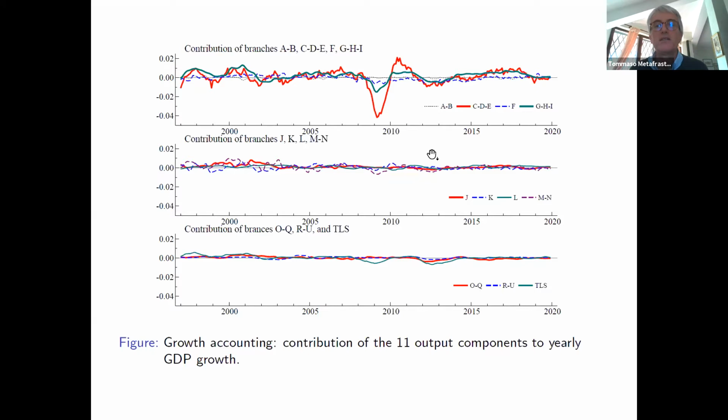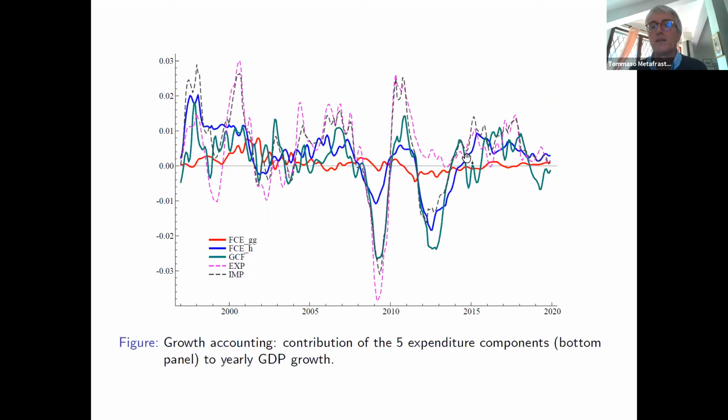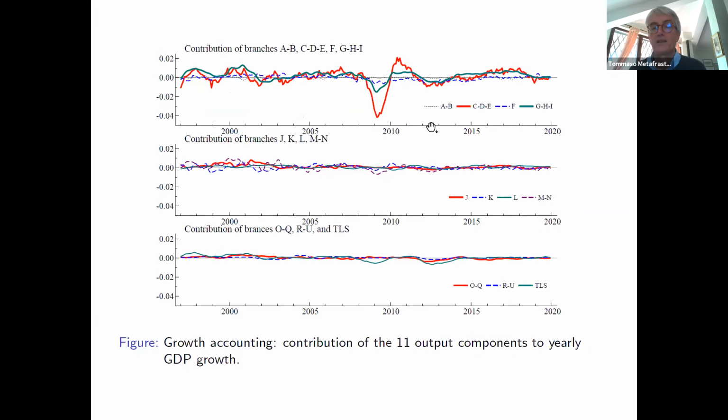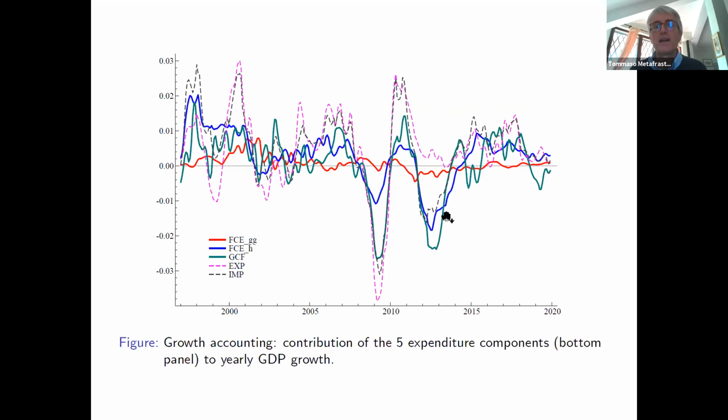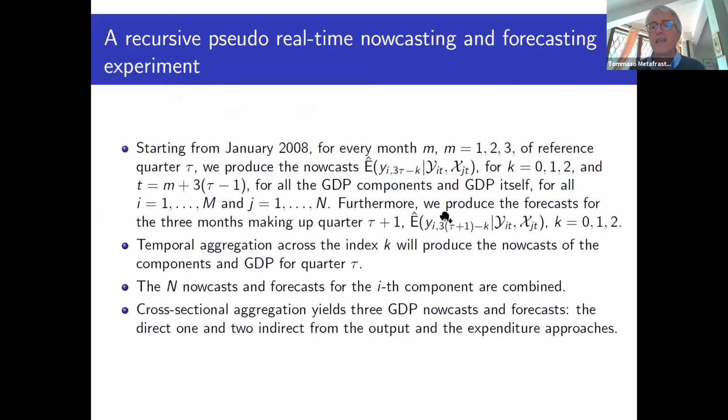And it's interesting to see also what is the contribution of the expenditure components, which is very strong during the sovereign debt crisis, as you may see. Not much is the contribution of the output components in that situation. The contribution is very strong during the Great Recession. So here you can learn a lot from this decomposition. Then we carry out a pseudo real-time nowcasting and forecasting experiment where we have 3 situations. At the end of each month, we nowcast and forecast GDP.